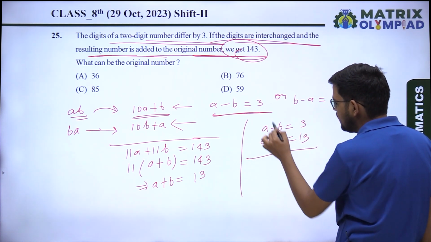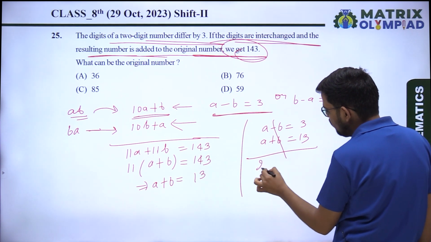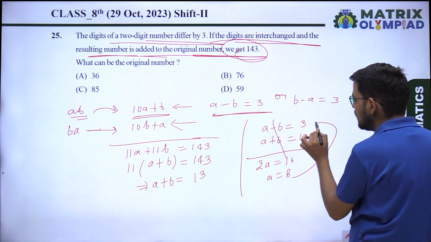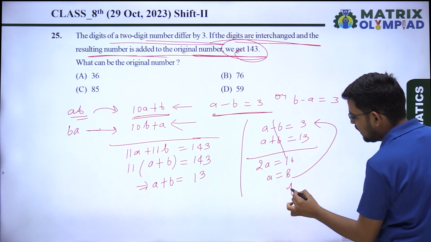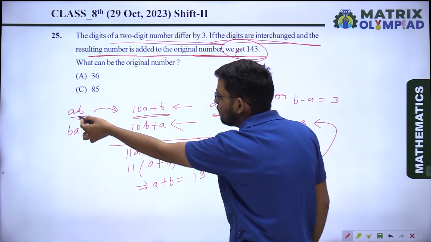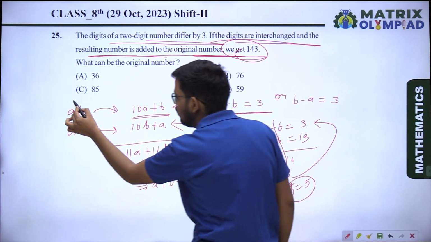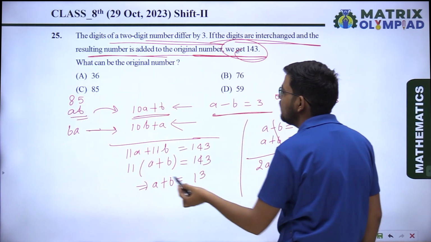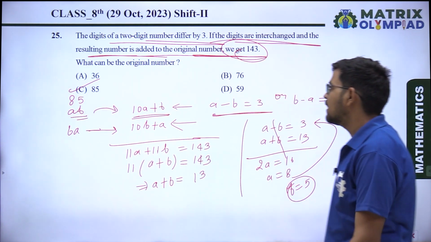When you simplify it, you are getting 2A equals 16, A equals 8. When you put A equals 8 in this equation, you are getting B equals 5. So the number is AB, where the value of A is 8 and the value of B is 5. So the number is 85. Option C is the correct answer.